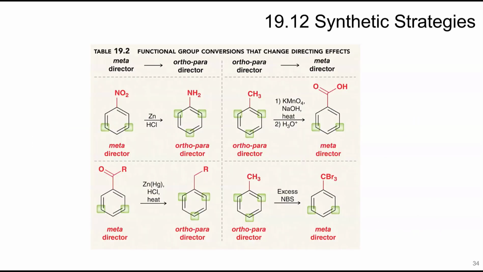We can change the directing effects based on the group. If you have a nitro group, that's a meta-director because it's electron withdrawing. If you reduce it using zinc, we now have aniline, which is an ortho-para-director. The same thing with the alkyl group that you're adding using a Friedel-Crafts reaction. This is an ortho-para-director. If we oxidize it to carboxylic acid, that makes it a meta-director. Adding an acyl group is a meta-director. Reducing that to the alkyl group is an ortho-para-director. And you can also do the same thing. We have this ortho-para-director. We add excess NBS, which will do the benzylic bromination, and that is now a meta-director.